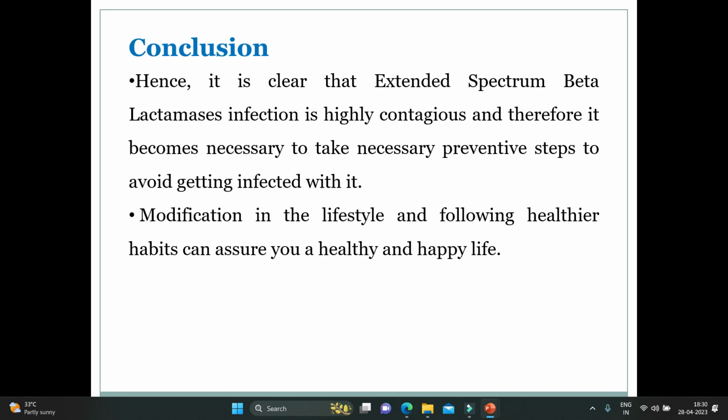Here is the conclusion. Hence, it is clear that extended spectrum beta-lactamase infection is highly contagious, and therefore it becomes necessary to take preventive steps to avoid getting infected with it. Modification in lifestyle and following healthier habits can assure you a healthy and happy life. So, wash your hands frequently and stay away from certain kinds of infections.